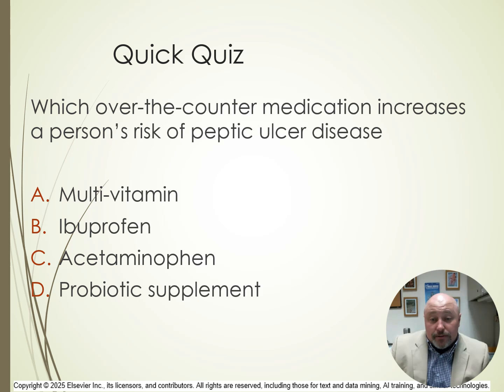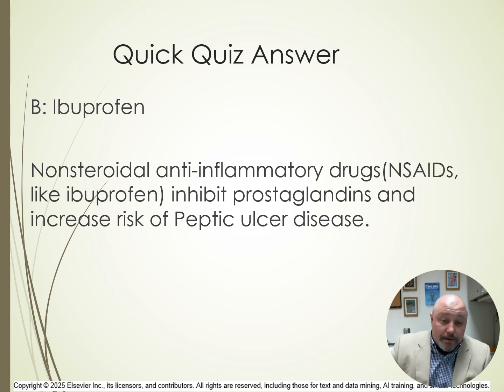Quick quiz: which over-the-counter medication increases a person's risk for peptic ulcer disease? Would that be A, a multivitamin, B, ibuprofen, C, acetaminophen, or D, probiotic supplements? That answer is going to be B, ibuprofen. NSAIDs inhibit prostaglandins and increase the risk of peptic ulcer disease.